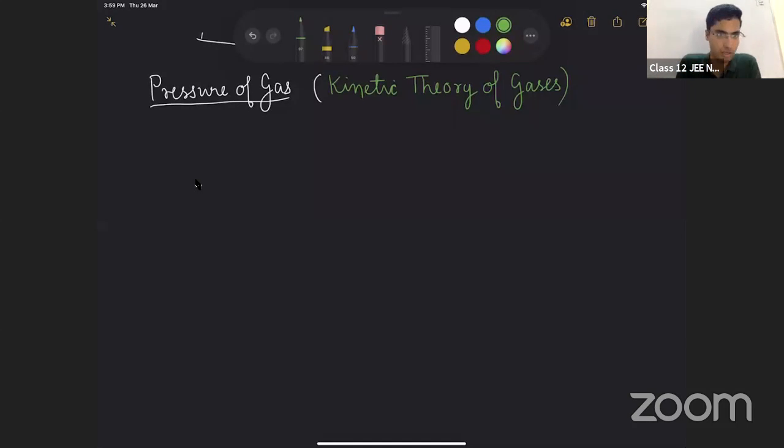Right? That's what we will use. Don't worry if you have not been taught kinetic theory in class. I will do a quick revision at the end, and whenever I reference kinetic theory, I will explain that point. So now, pressure of a gas.